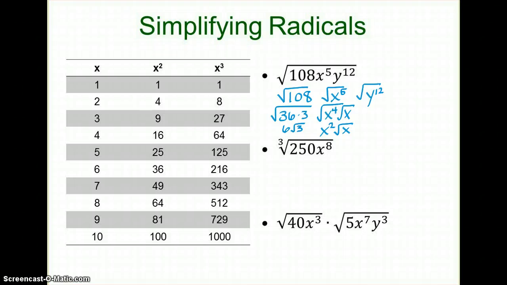Now, the nice thing about y to the 12th is that it actually is a perfect square. You can make an even number of pairs. You can make 6 pairs out of y to the 12th, so when I square root y to the 12th, I get y to the 6th.